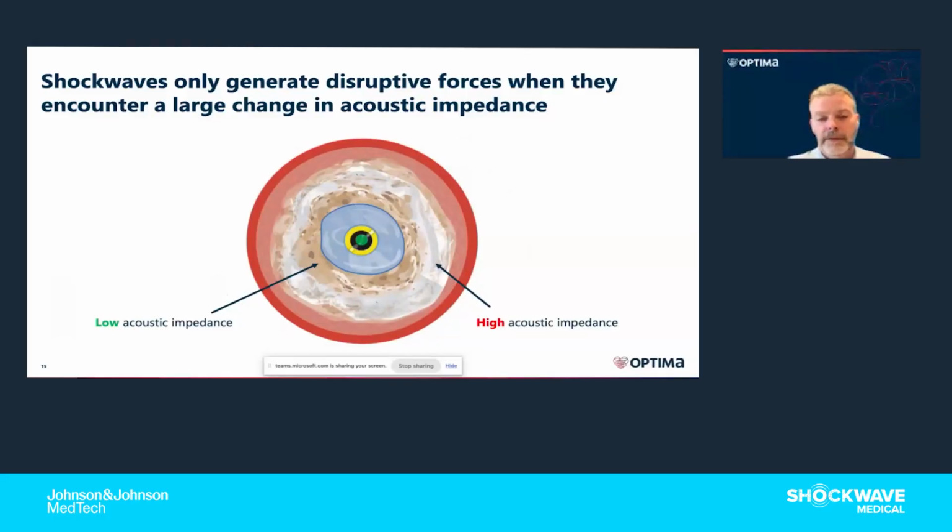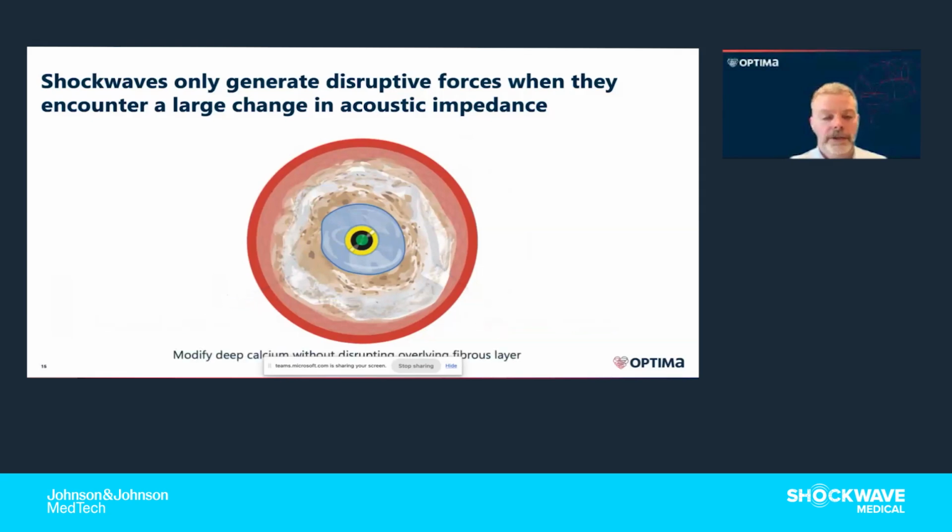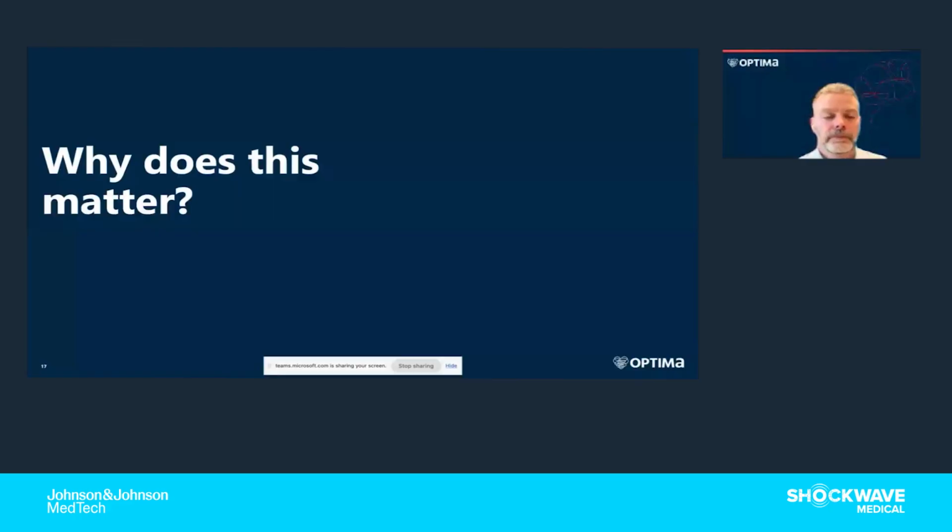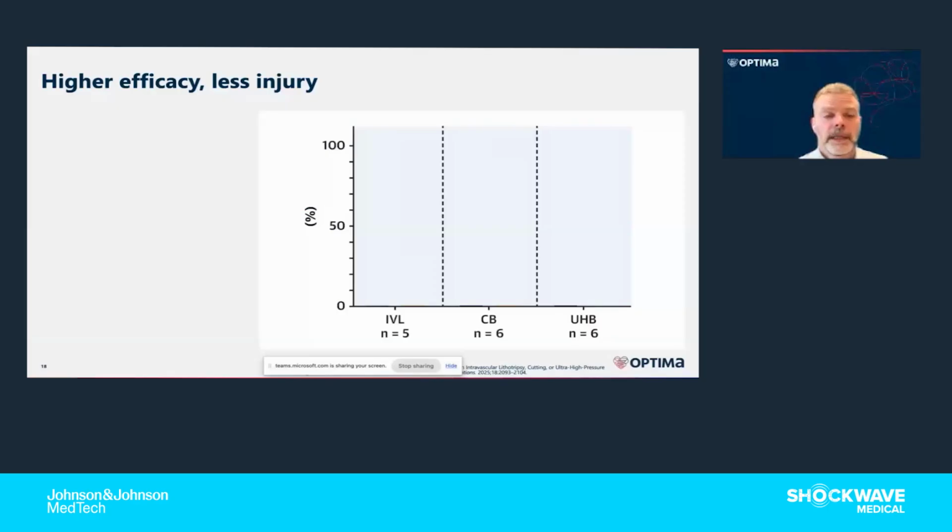And this also applies, of course, if the calcium is lying deep in the vessel. So there's a zone of low acoustic impedance here with the fibrous tissue and a zone of high acoustic impedance distal to that. So again, it passes through the fibrous tissue and fractures the calcium deep to that fibrous tissue. Why does this matter? Well, it translates to a higher efficacy and less injury.